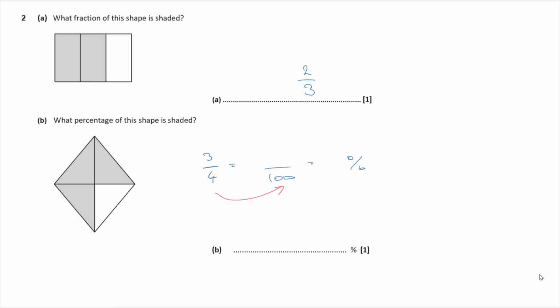Well, if I multiplied 4 by 25, I'd get 100. So if I do the same thing with the numerator, if I times that by 25, I'm going to get 75 over 100, which is 75%. So that's my answer, 75.